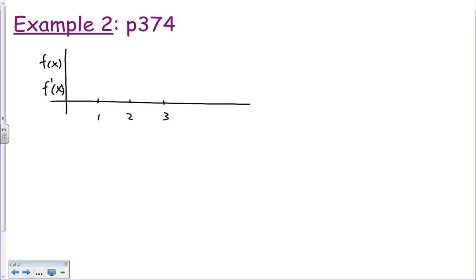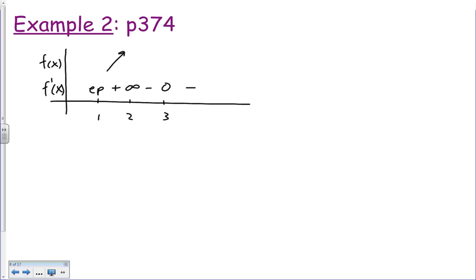And so they said that you have an endpoint there for f prime at 1. F prime is positive and has an infinite slope, then is negative, 0, and then negative. And so let's fill in what that means about function f. Well, first of all, if f prime is positive, that means function f is increasing there from 1 to 2.